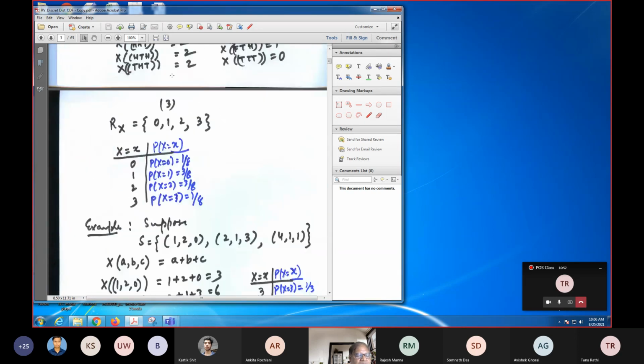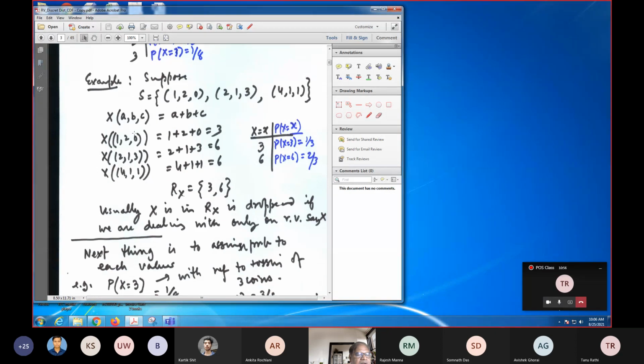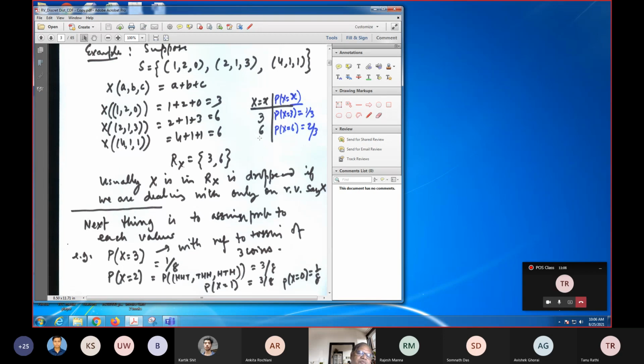Here I gave you another example where you can define your function as a mathematical function, a plus b plus c, and then accordingly for each outcome the values can be calculated. They can be put in tabular form, and at a later stage, if you are interested, you can calculate the probabilities also. So probability x equal to 3, x equal to 6, you can calculate.